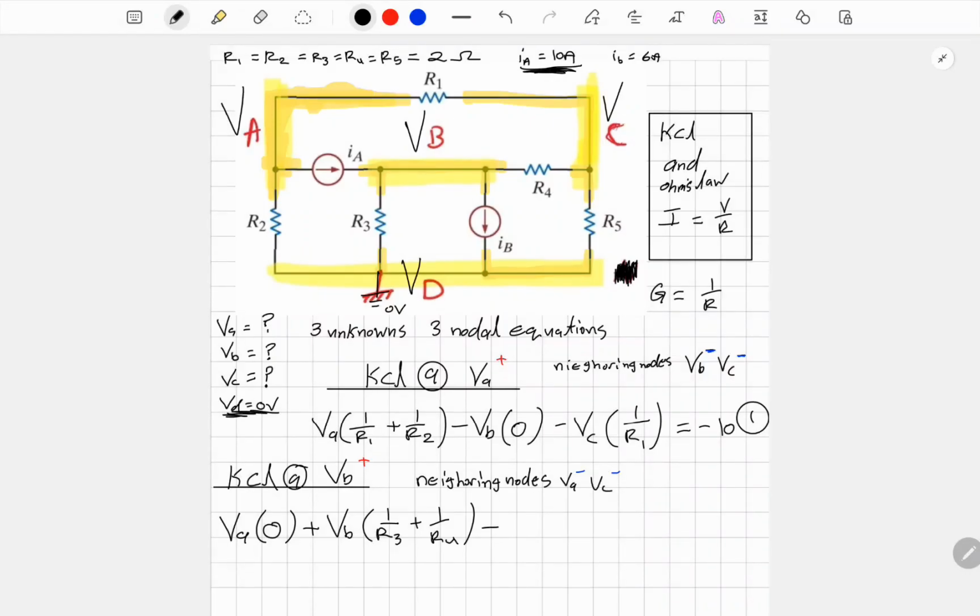and then minus VC. And are there any resistors connected to VB and VC? Well, yeah, there is. There's R4. So there's 1 over R4. And that's equal to the currents going in or out of the node. So IA is actually pointing into VB, and IB is leaving the node. So I'm going to be writing 10 minus 6, because IA is entering, and then IB is leaving, so 10 minus 6. And that's my equation 2.